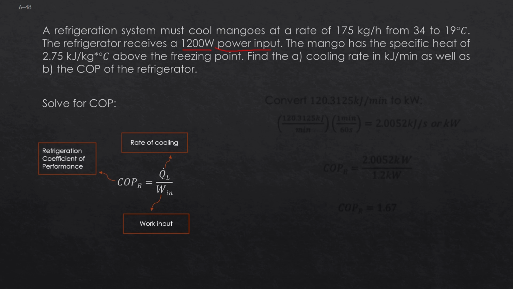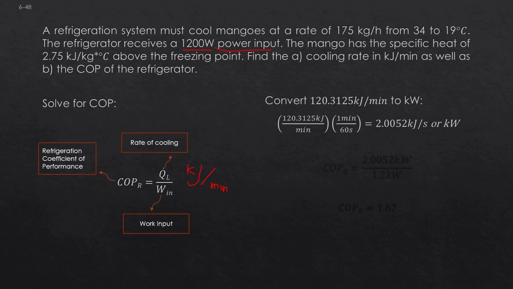And from our previous answer, we know that our rate of cooling is in kilojoules per minute. So we need to convert this into kilowatts since our work input is in unit watts. So convert 120.3125 kilojoules per minute to kilowatts.